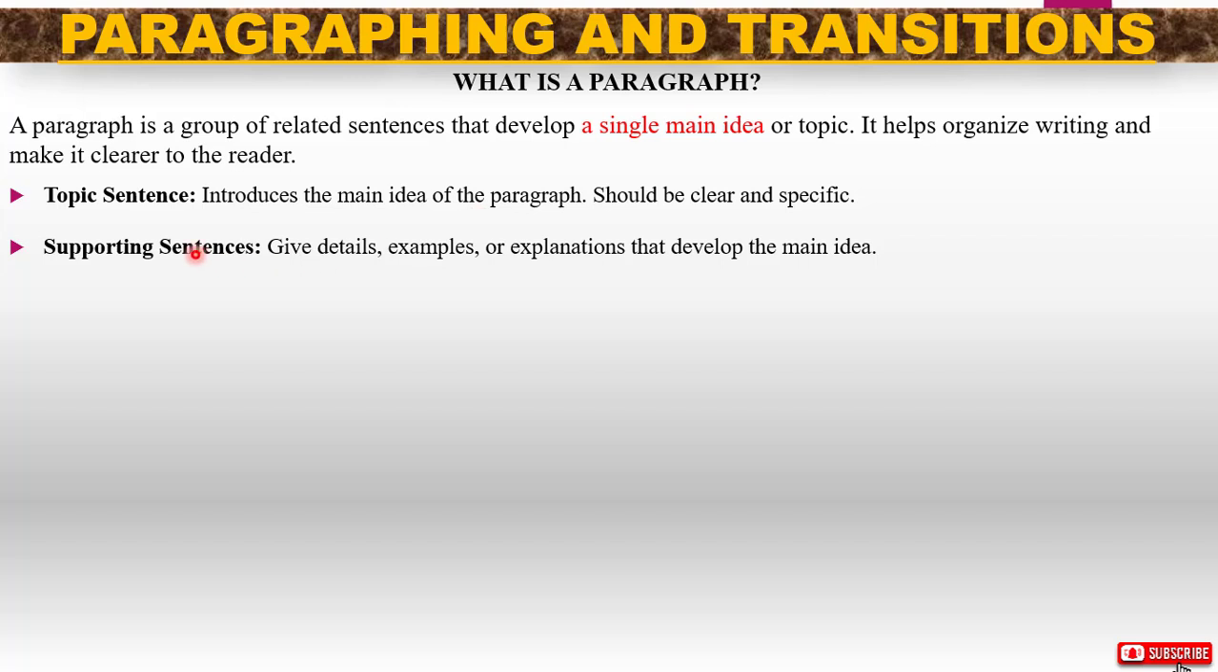Every paragraph must also have supporting sentences. These supporting sentences are going to give details, examples, or explanations that develop the main idea in the topic sentence. So note that a paragraph must have a topic sentence, the sentence that contains the main idea, and it must have supporting sentences. These sentences are going to explain and give examples of the main idea, and then the paragraph should have a concluding sentence, the sentence that summarizes the paragraph or links the paragraph to the next idea. Let us look at how these features occur in the paragraph.